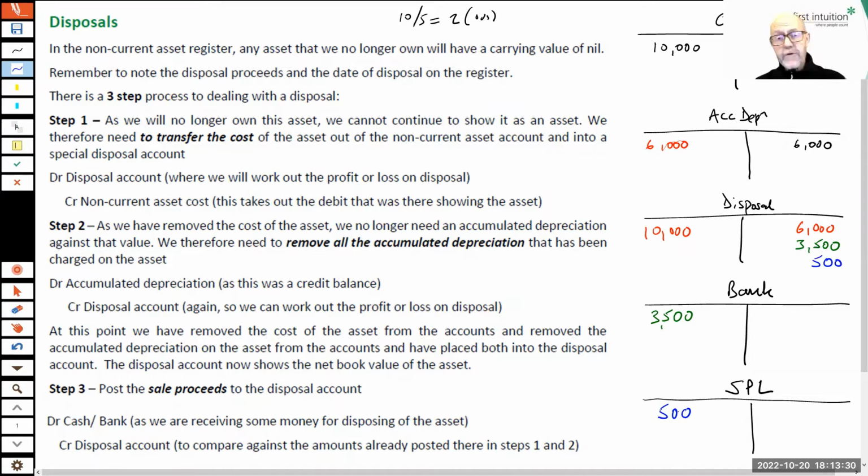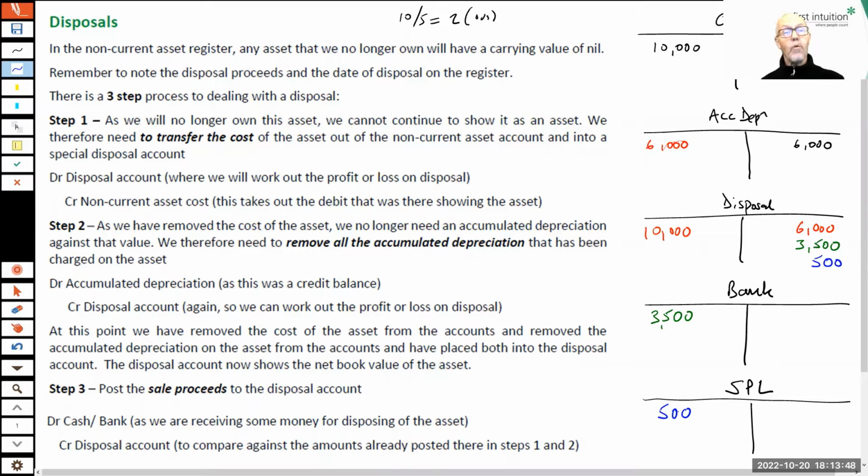We bought a van for £10,000. We depreciated it by 6, which meant it was worth 4. We sold it for 3,500, so we lost 500, and there is a 500 expense debit to the statement of profit or loss. And that's how it works.